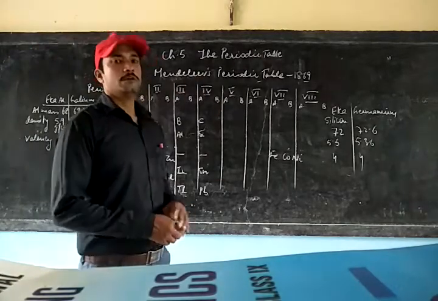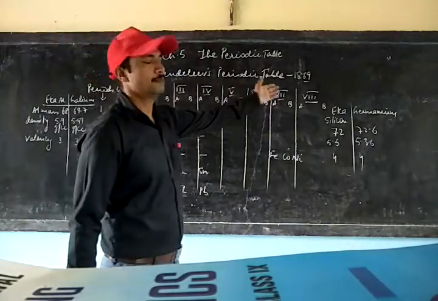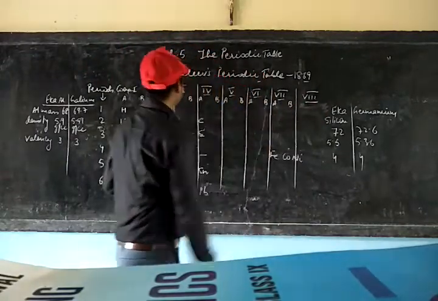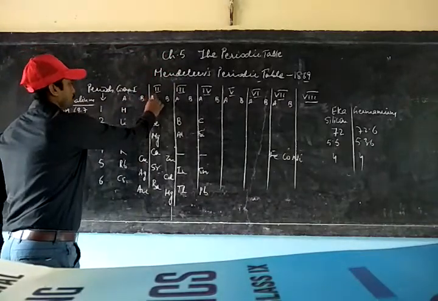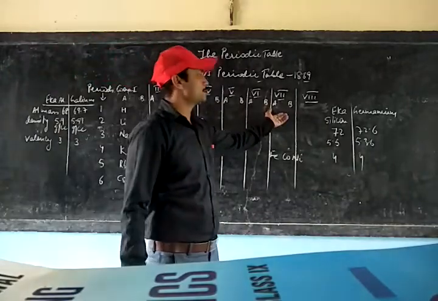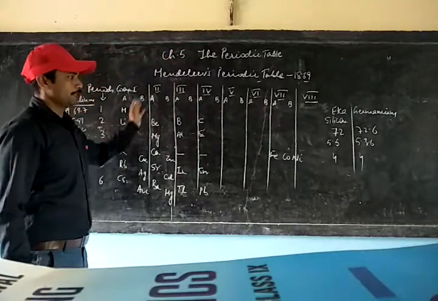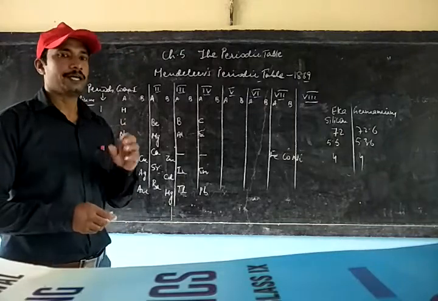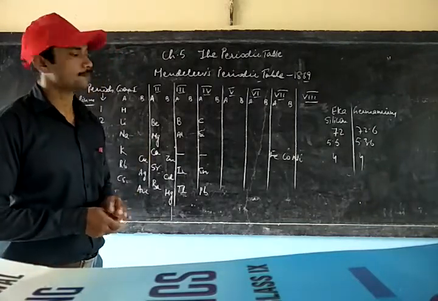So here I have drawn Mendeleev's periodic table, where you can see there are 8 groups, and only up to group number 7 you can see subgroups. Subgroups are A, B, and so on till group number 7. You can see the elements also. I have not written all the elements that were arranged. I have selected only those important elements with which I can discuss.